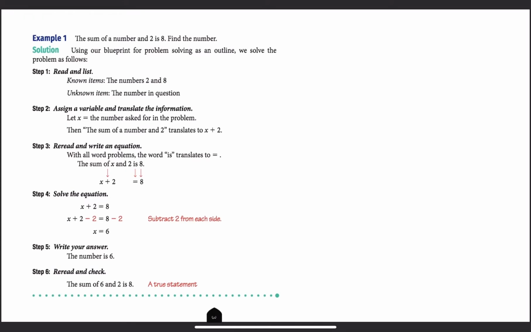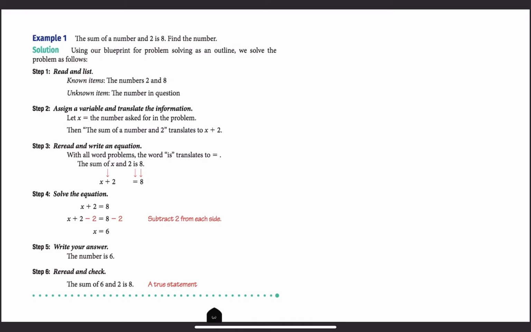Example 1, the sum of a number and 2 is 8. Find the number. So we want to add, I'm jumping to conclusions here. It says the sum, and so right away I'm thinking about addition. So it says we want to add some things, and we want to find a number. So we know that x is some number that's going to be added.